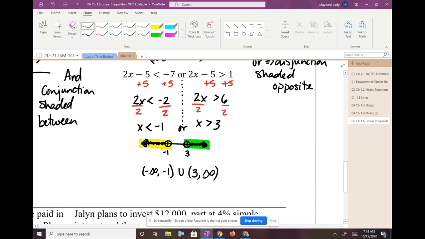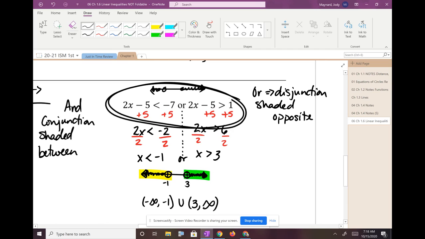All right, hopefully you got the same thing that I did, which was to go -infinity to -1 with a parentheses around -1 because it's an empty circle, and then 3 to infinity, parentheses around 3 because it's an empty circle. There is my inequality. So again, this tells me that I can pick a number less than -1, or a number bigger than 3, and it'll satisfy one or the other of these inequalities here.